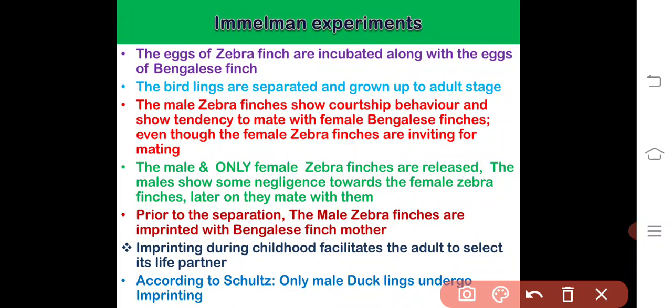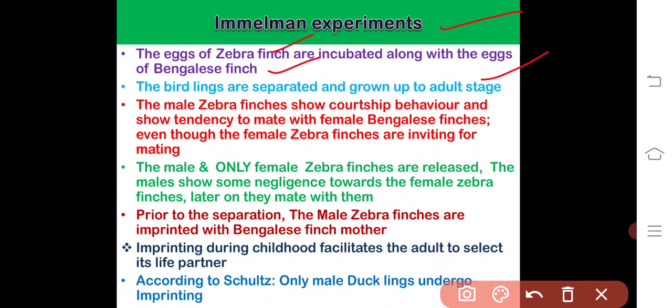And there are other experiments done by different scientists. Immelmann was a scientist who made many experiments on birds. What he observed is that the eggs of zebra finch were incubated along with the eggs of Bengalese finch. Later on, after hatching, the birdlings were separated and grown up to the adult stage.